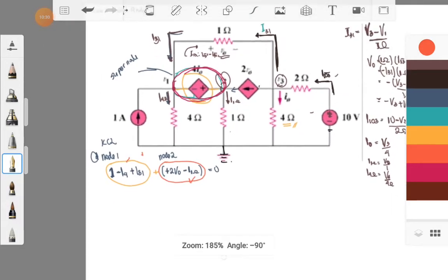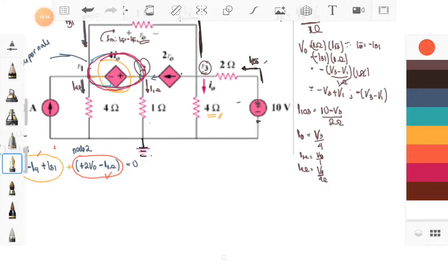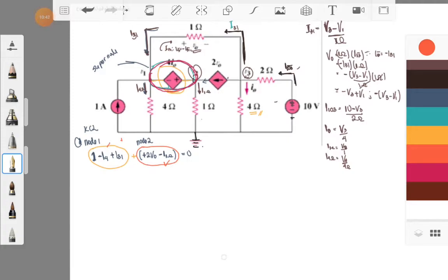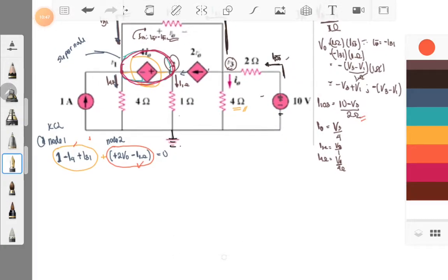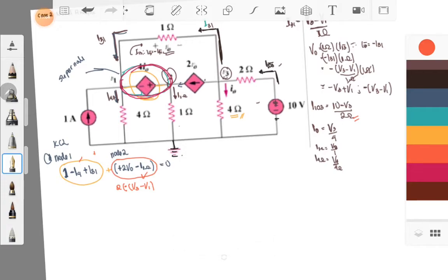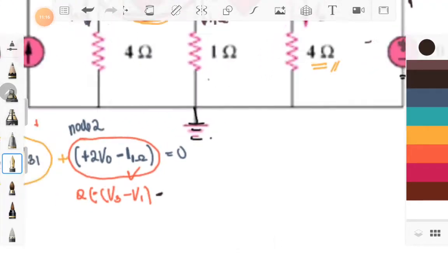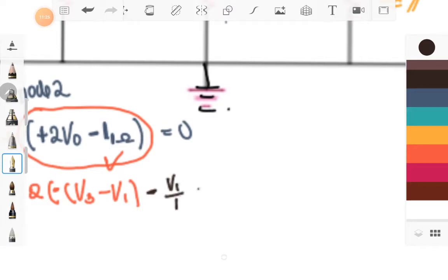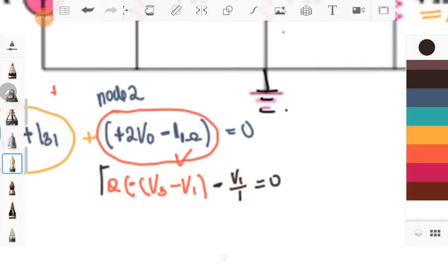Okay, but what is your VO? And what are your I4, I31 and your I1? So let us evaluate them using our equations that we have established a while ago. So we have our 2VO is equal to 2 multiplied by negative of our V3 minus our V1. Tama? By V3 minus V1 means V3 going to V1, since V13 is equal to negative I13 is equal to negative I31. Okay? So minus our I1, which is our V1 over 1, equals 0. Okay? So this is our node 2 equation.